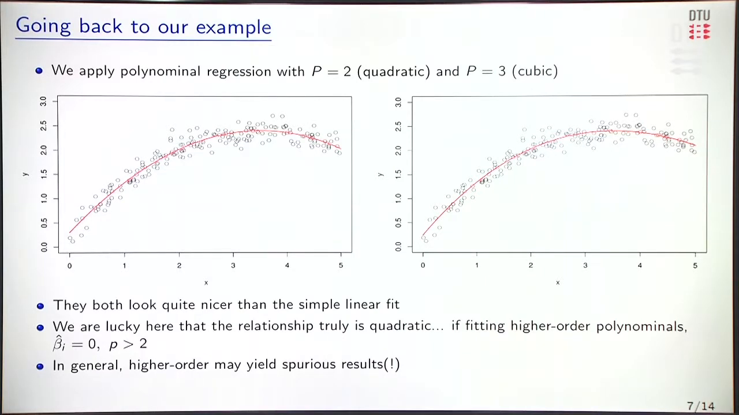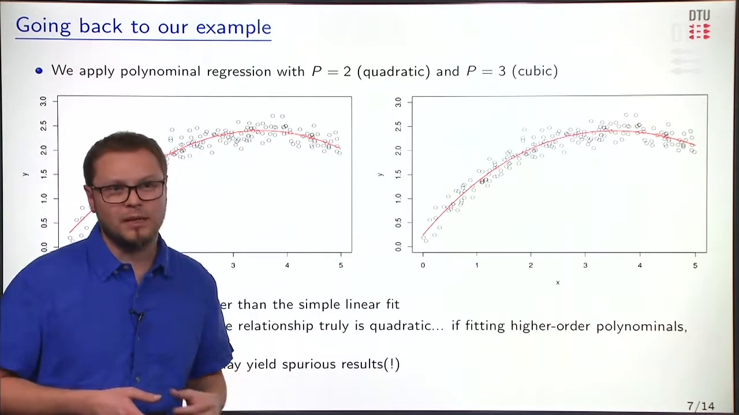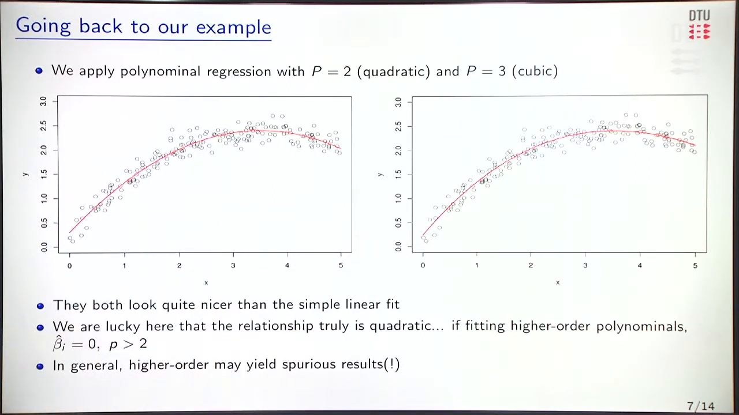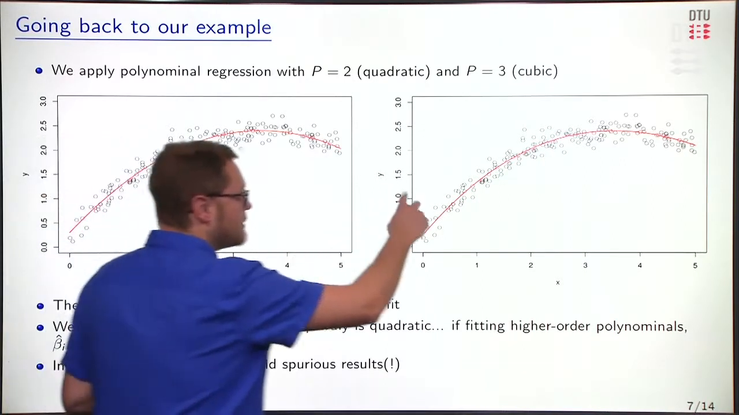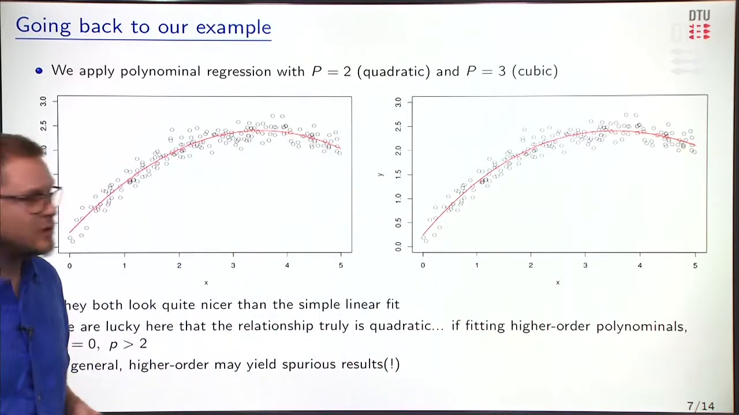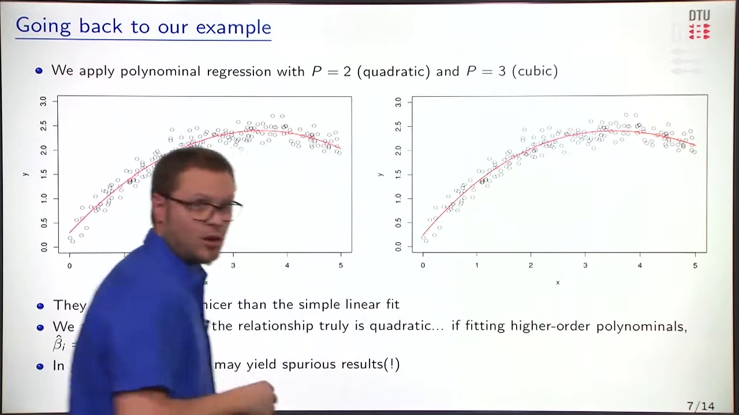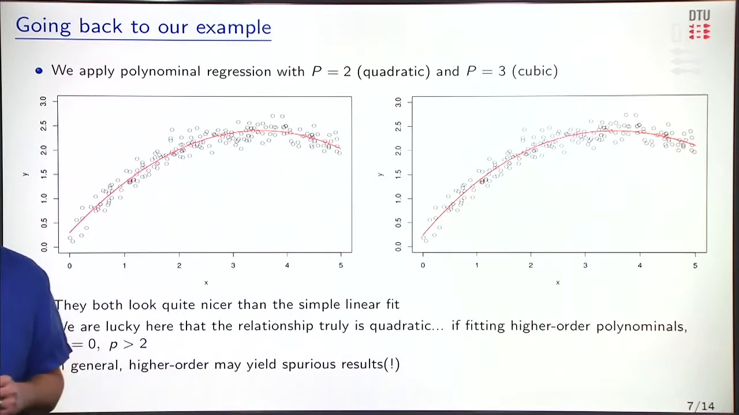Actually, here we're quite lucky. The relationship truly was quadratic. So when fitting higher order polynomials, like for the case of the cubic regression, the values of the parameters that we estimate are actually 0. But in general, one should be careful, since if trying to fit high-order polynomials, one may obtain spurious results, like waves at the beginning and at the end of the cloud of points, or maybe even waves in the middle of the cloud of points, since with polynomial regression we try to overfit the cloud of points.